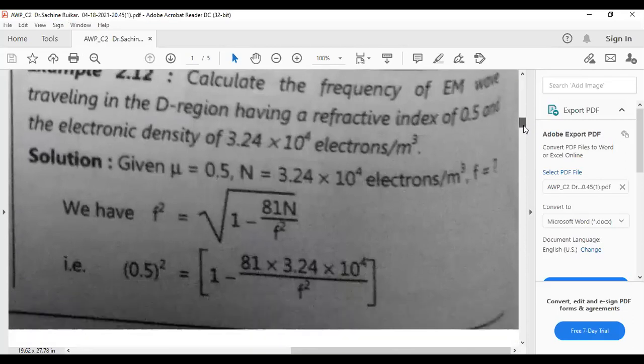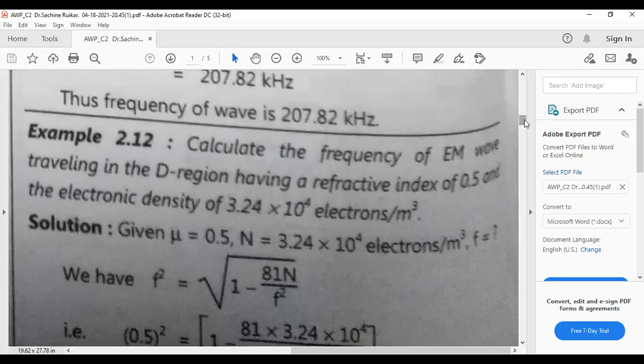Now go for the next numerical, 2.12. Calculate the frequency of an EM wave traveling in the D region, having the refractive index of 0.5 and the electron density of 3.24 × 10^4 electrons per meter cubed.